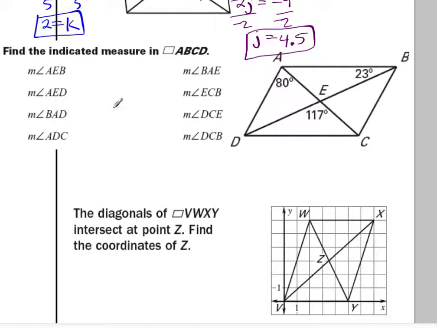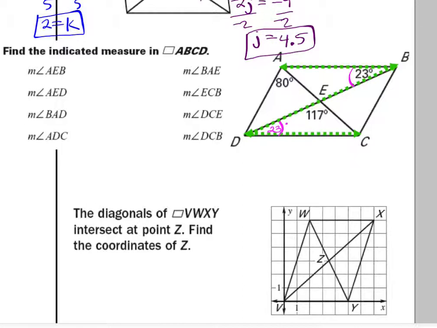Looking at the next thing, find the indicated measure in a parallelogram. This is a symbol for parallelogram ABCD. So I want you to remember that your sides are parallel, and so that can do some things with these angles. Right here, I always notice the alternate interior angles, the Z shape that I'm drawing in to show you. This angle up here where there's the 23 is congruent to this one here because they're alternate interior angles. So I'm going to start by labeling those the same.